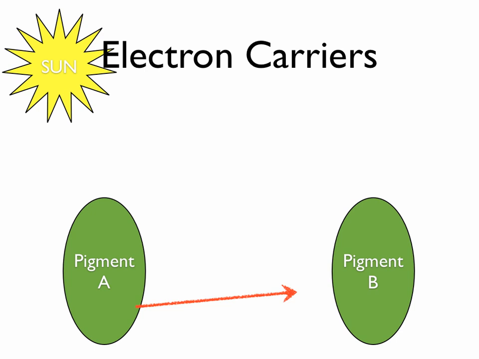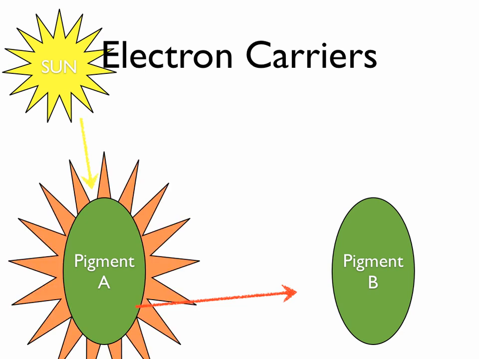So let's see if we can visualize this a little bit better. We've got photons coming from the sun. Pew! And they're going to be absorbed by pigment A in the chloroplast. And that's going to make pigment A all excited. Woo, it's excited! Which is going to result in exciting electrons.